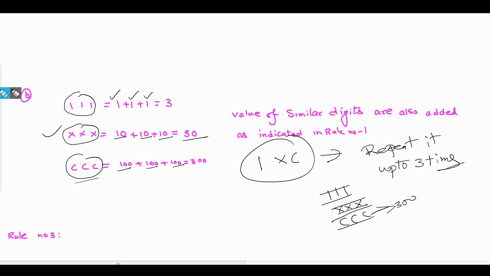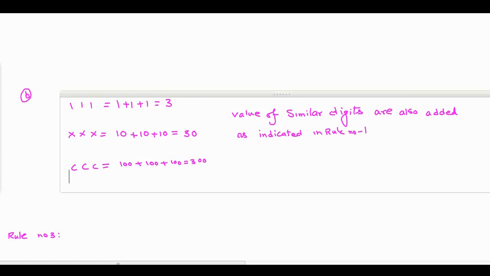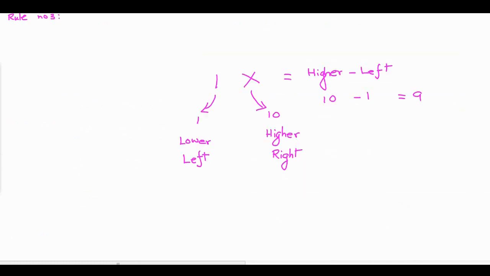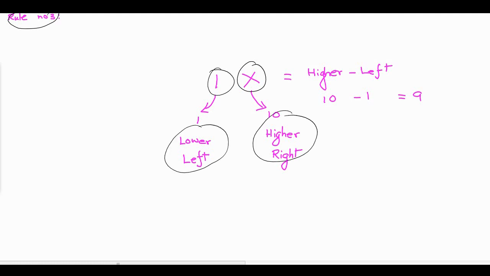Now the next, rule number 3. Rule number 3 is just the opposite of rule number 2. In rule number 3, this one is 10, this one is 1. Here the lower one is situated at the left of the higher one. That means higher minus lower. That means here, higher means 10 minus 1, 9.